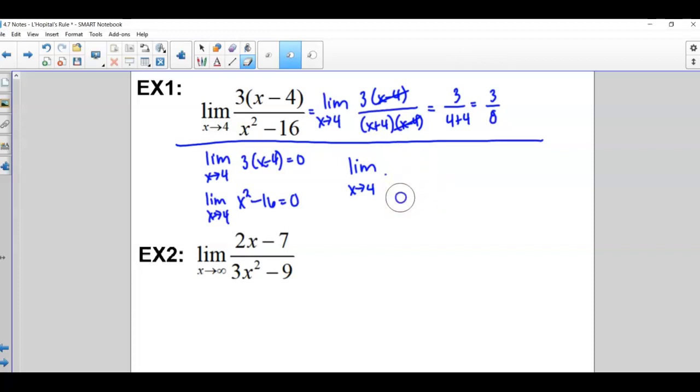What did I do wrong? It should just be 3. No x with it, because you're going to have 3x. The derivative of 3x is just 3. And the derivative of the bottom is 2x. So if you plug in 4, 3 over 2 times 4, it's going to give you 3 over 8.